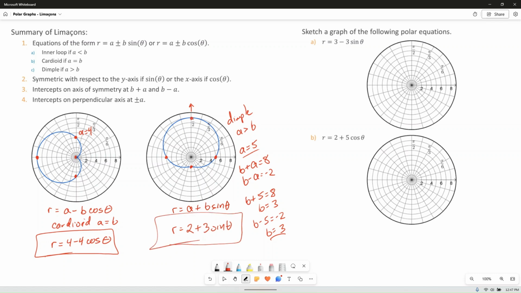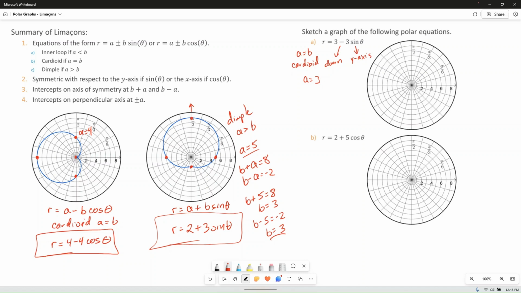All right, let's try a couple examples where we're given the equation and we want to sketch a graph. So our first example, we have r equals 3 minus 3 sine of theta. So as soon as we see the sine, we know this is going to be on the y-axis. Because it's a minus, we know this is going to be going down. And because the a value is equal to the b value, because both of them are 3, we know this is going to be a cardioid. We also know the a value is 3. And so the graph is oriented vertically on the y-axis, going down.